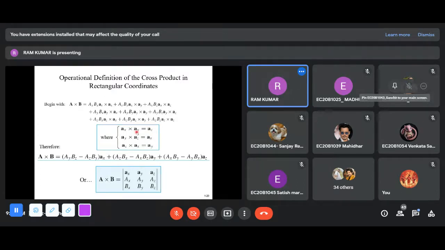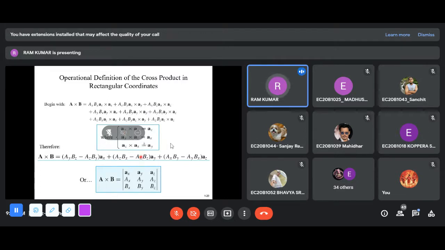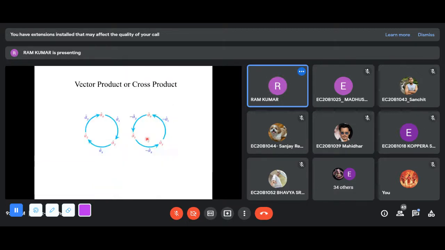Suppose AY vector cross AX vector, then what is the result? Anyone, just unmute. Minus AZ. Minus AZ. Yeah, very good. Similarly, the opposite: AZ vector cross AY minus AX. So to know that, you can easily remember AX, AY, AZ.